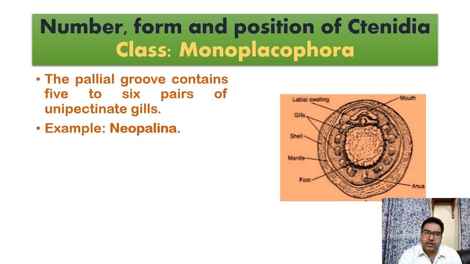If we talk about the number, form and position of ctenidia in the case of Monoplacophora, what we are seeing here is that the pallial groove contains 5 to 6 pairs of unipectinate gills. So 1, 2, 3, 4, 5. So 5 to 6 pairs, 5 on this side, 5 on this side. These 5 to 6 pairs of gills are unipectinate gills, present on either side. We call it Neopilina. The example is Neopilina. So this is the example of the Monoplacophora.